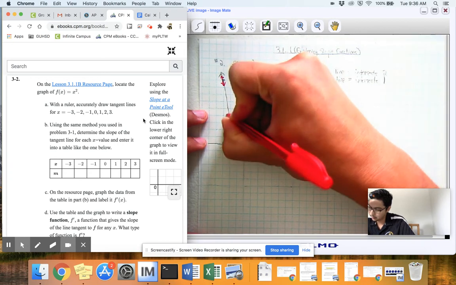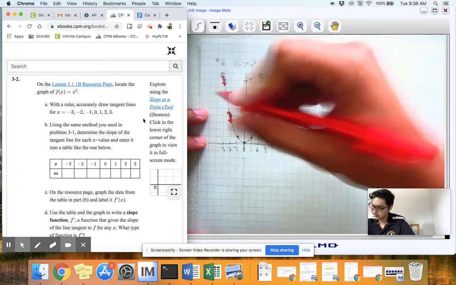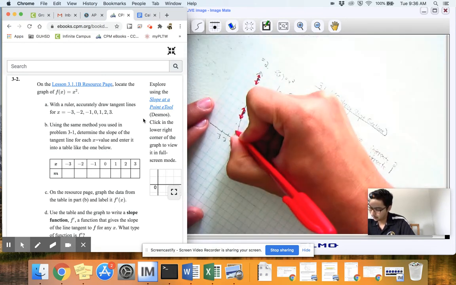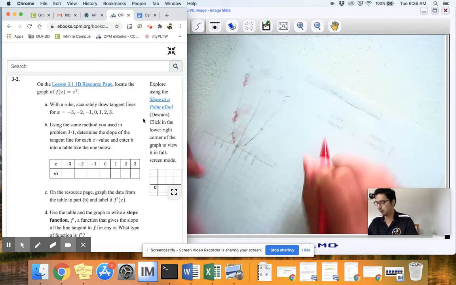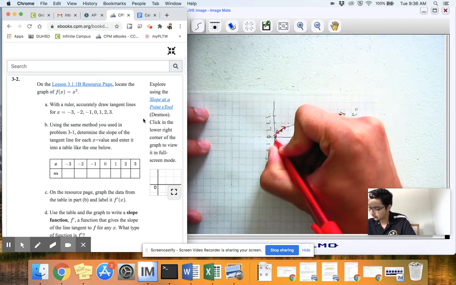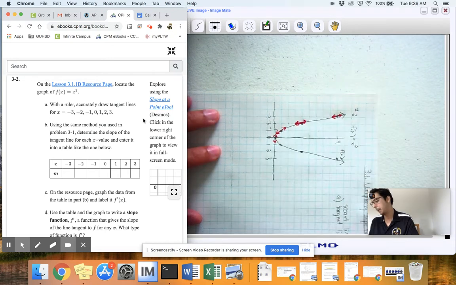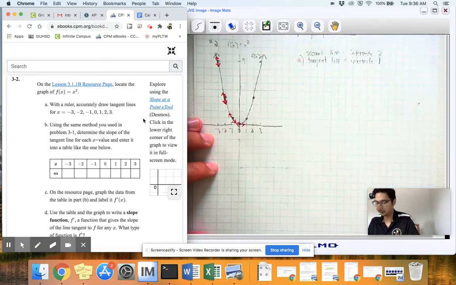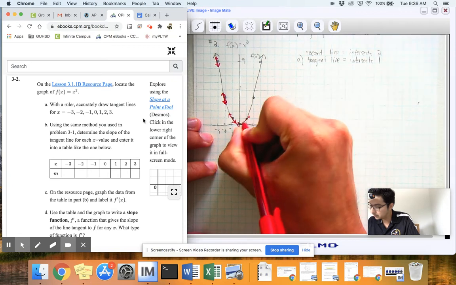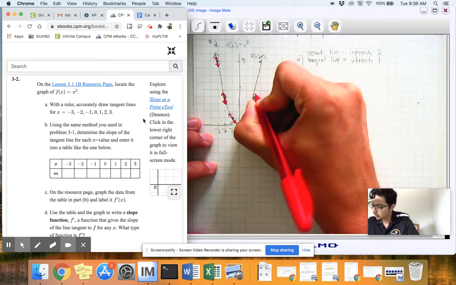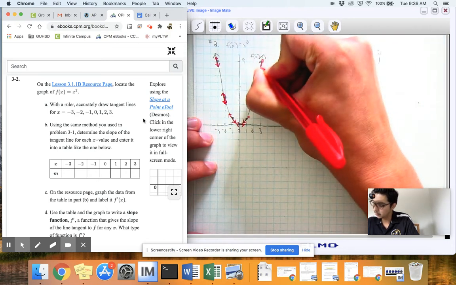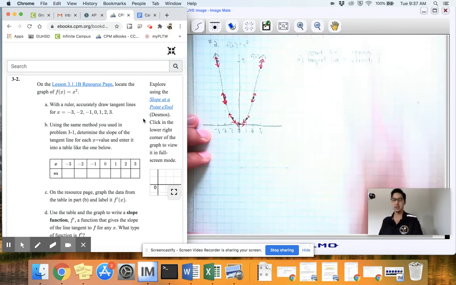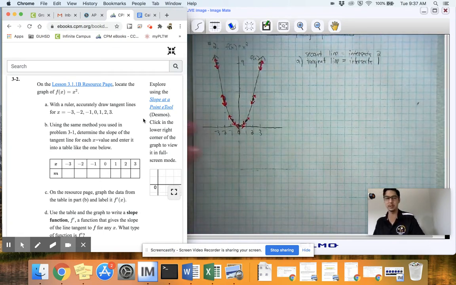At -2, it would look something like this. I messed up there. The slope would look something like that. At -1, I'm going to turn my paper. The slope looks something like that. At 0, the tangent line should be flat. At 1, the tangent line. At 2 again, that's not done too well. And at 3. So there are small tangent lines at each of those points, and that's part A.